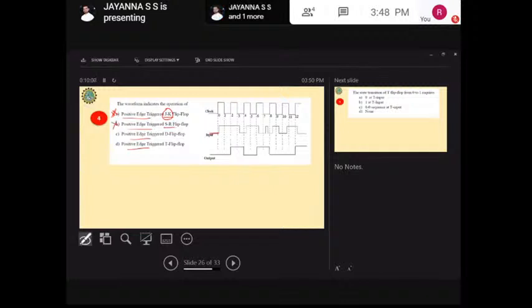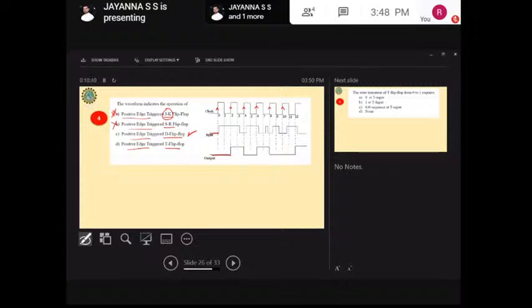Coming to the positive edge triggered D flip-flop, you must look into the output. Positive edge trigger means the circuit will trigger at the positive edge of each clock pulse. Since I am going to look at the D flip-flop first, you can see that there is 0 here. So when the clock arrives and the data is 0, I am going to write it as it is.